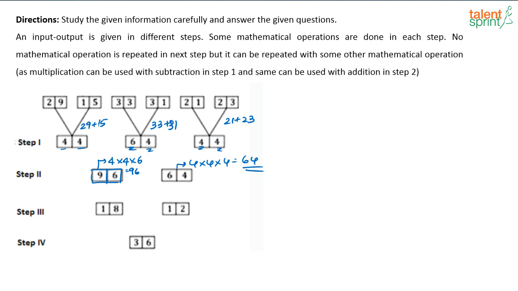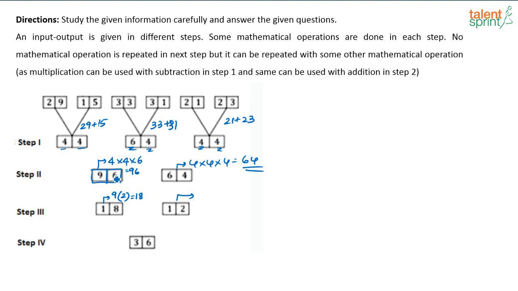Then step 3. How do you get step 3? Step 3 again is a bit different. See here you have 9. What we are doing here is 9 into, what is 6 minus 4? What is the difference between these two numbers? 6 minus 4 is 2. So 9 2s are 18.